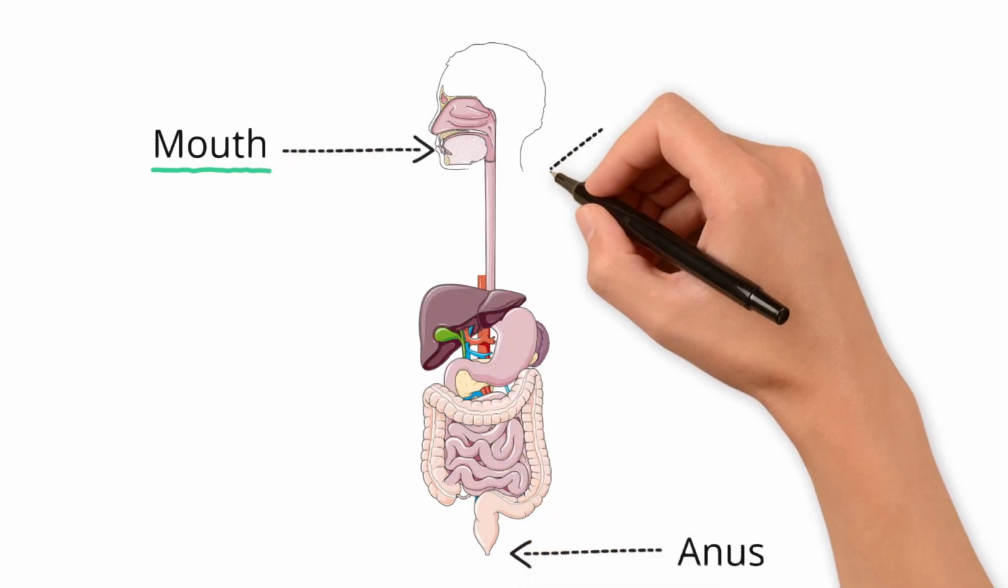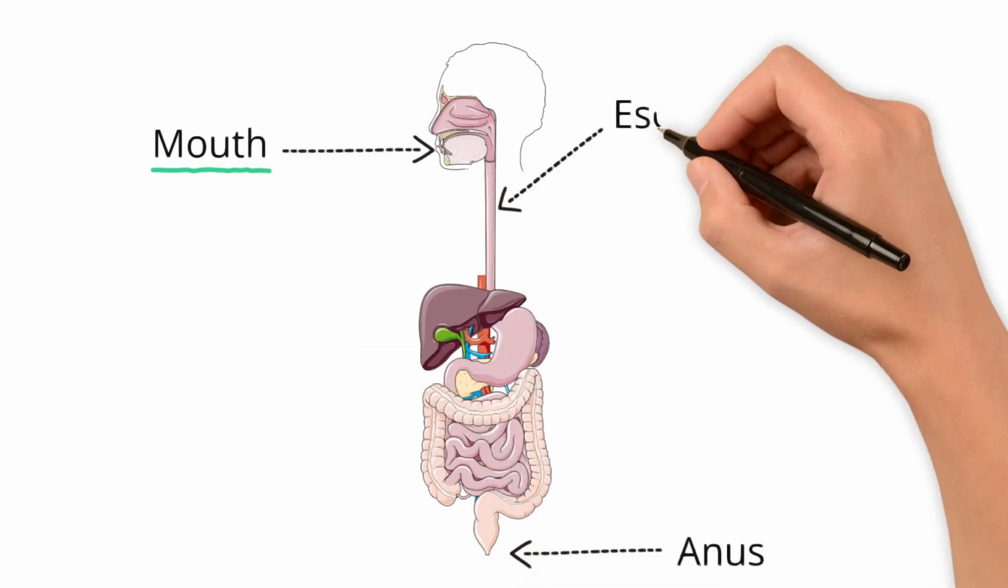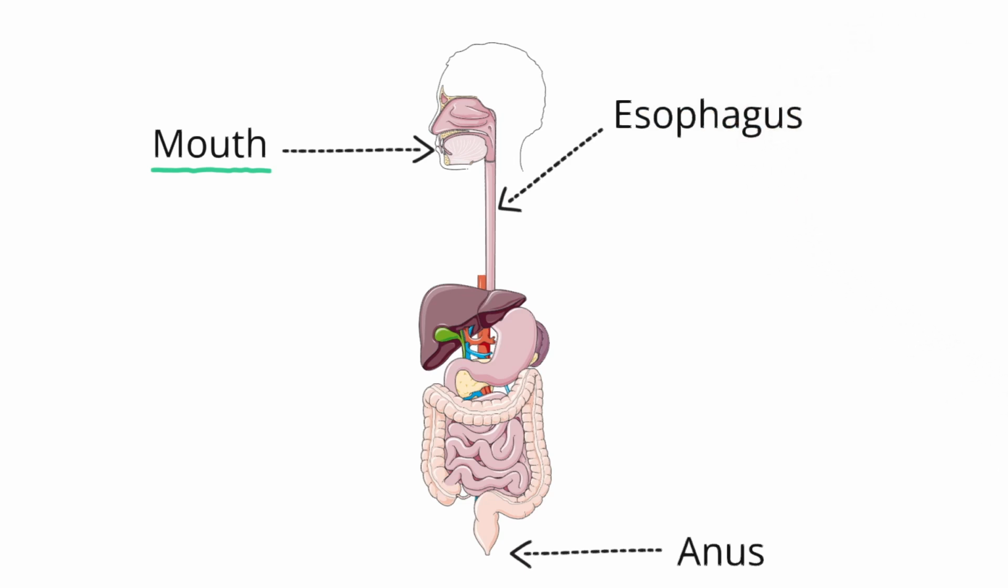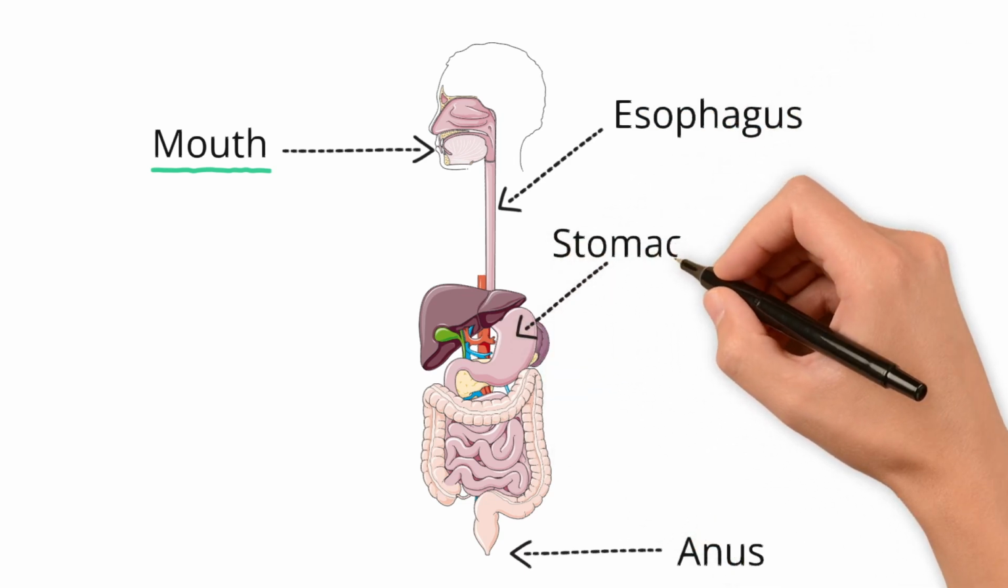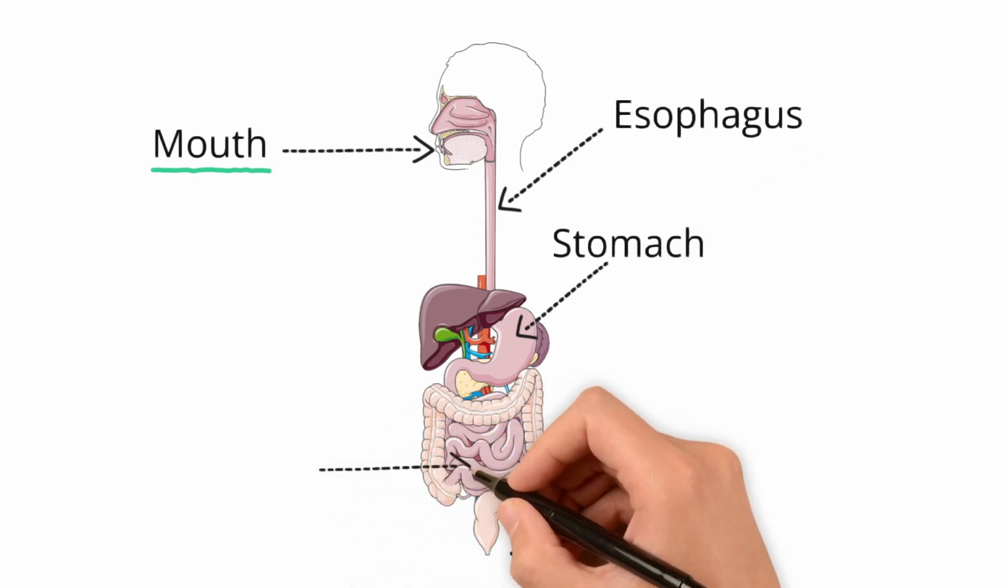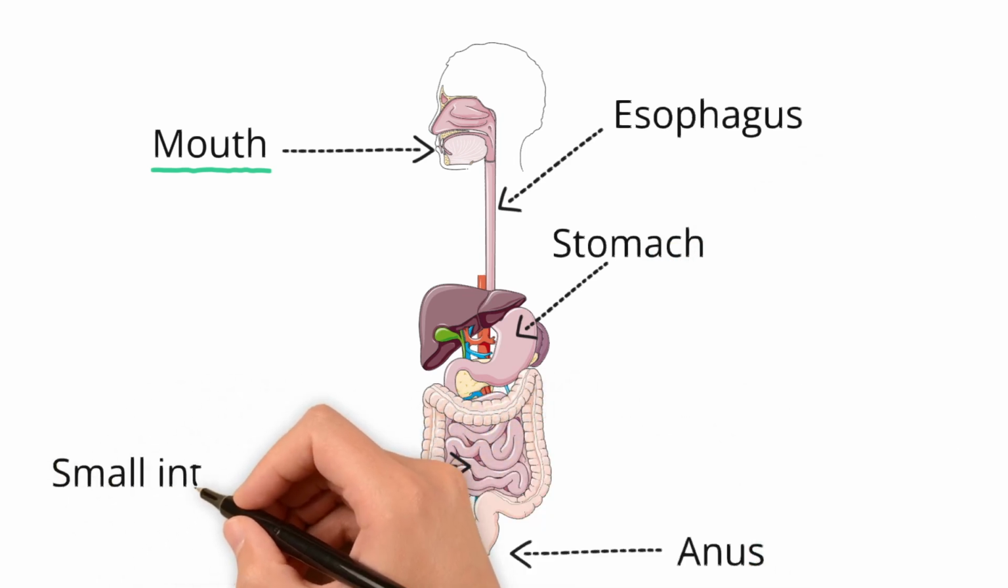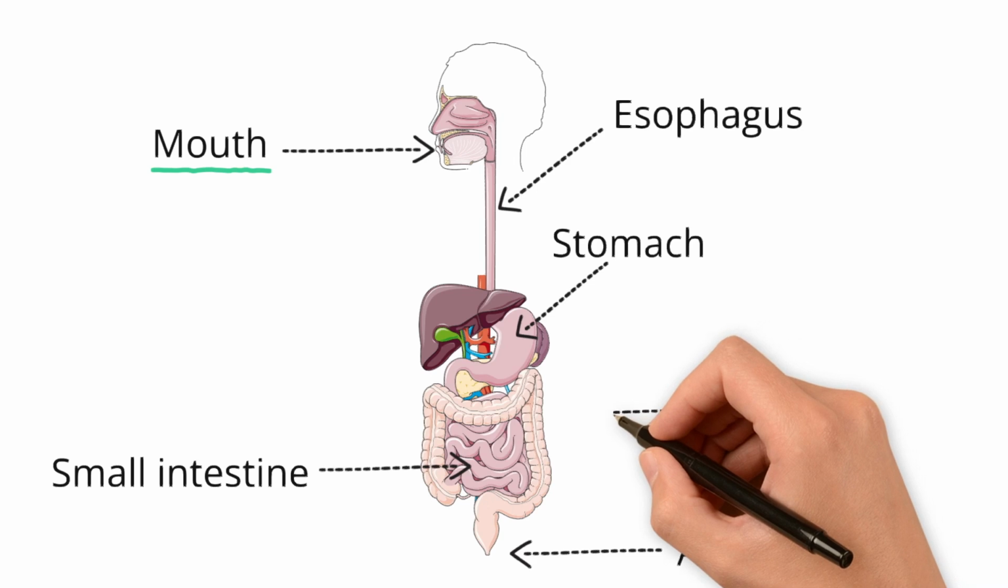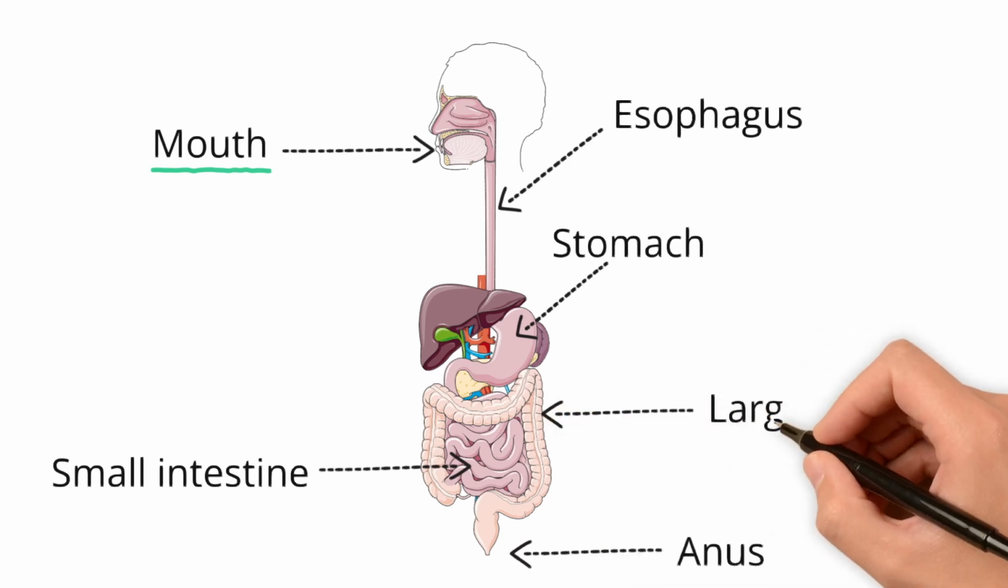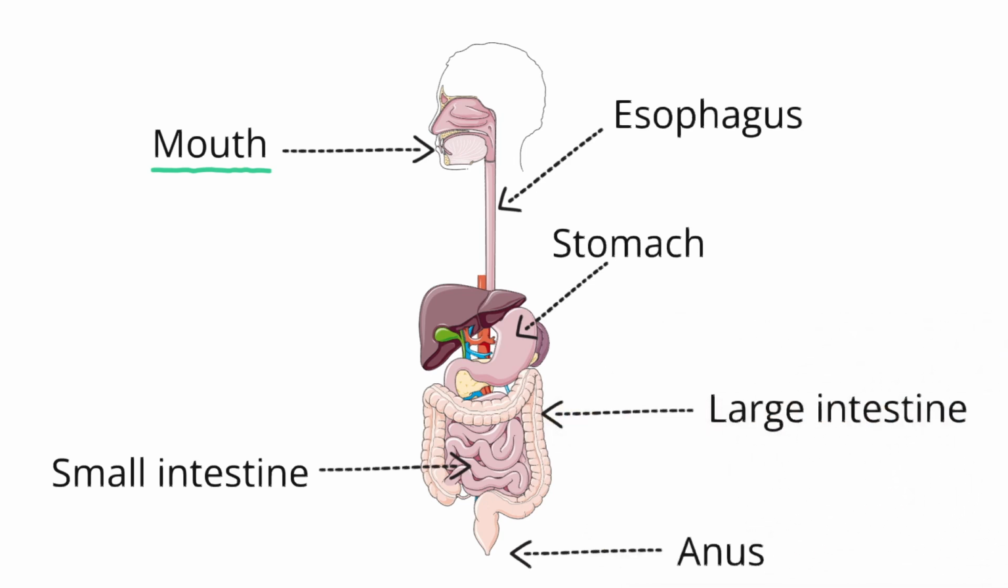The mouth, where mechanical digestion begins. The esophagus, or food pipe, where food travels down. The stomach, where acid breaks down food. The small intestine, where most nutrient absorption happens. The large intestine, where water absorption and waste formation happens.